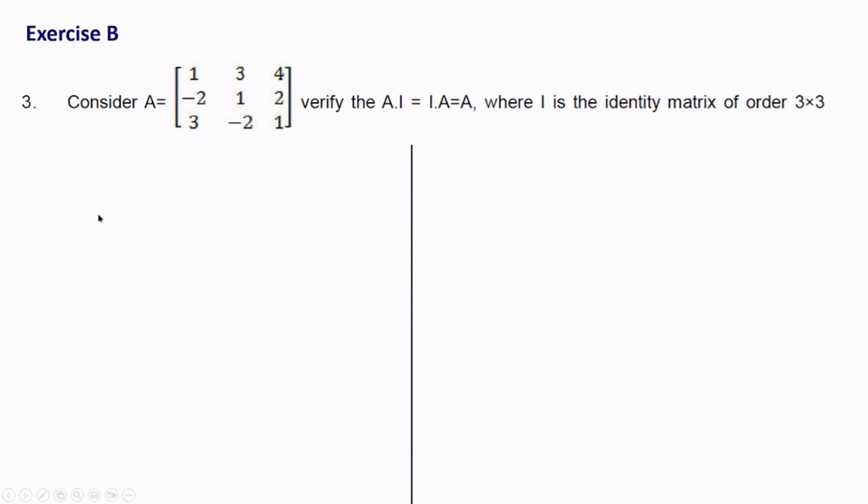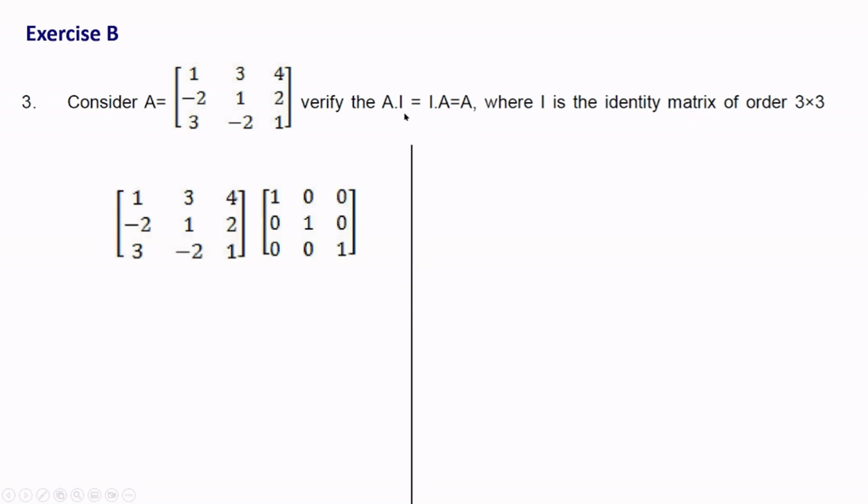Next question. Consider A equal to this 3 by 3 matrix: 1, 3, 4, minus 2, 1, 2, 3, minus 2, 1. Verify that A into I equal to I into A equal to A, where I is the identity matrix of order 3 by 3. So here we have to verify that A into identity matrix equal to identity matrix into A equal to A. So first let us consider A into I.